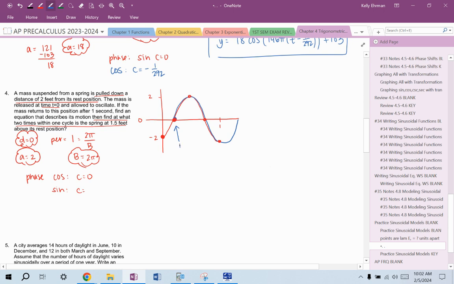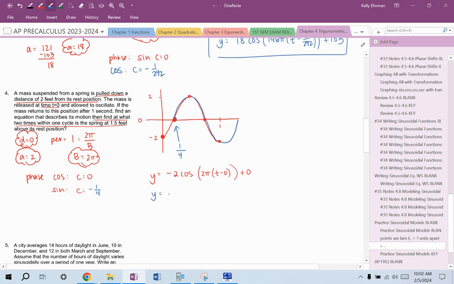Well, the period is 1, divided by 4. So that would be to the right 1/4. And I have enough to write my equation. So y is equal to, for the cosine curve, -2 cosine of 2 pi times (t minus 0) plus 0. I know I can simplify that, but I'm just putting all the pieces into place.